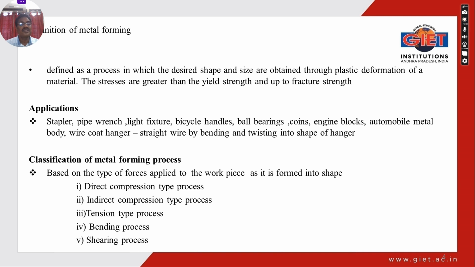Based on that, metal forming processes can be classified into different types, based on the type of force applied. They are the direct compression type, indirect compression type, tension type, bending type, and shear type, for forming the shape.